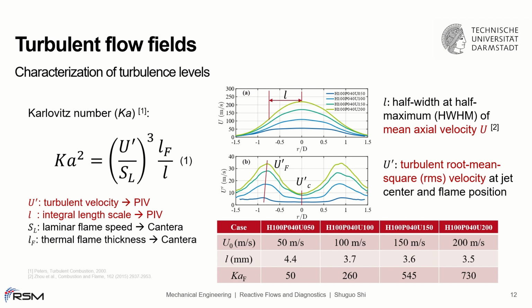The mean axial velocity U and the turbulent velocity U prime derived from the PIV results are shown in the middle. The integral length scale was estimated by the half width at half maximum of the mean axial velocity profile, according to a previous study, to give an estimated Karlovitz number range. The turbulent velocity at the jet center, denoted by U prime C, and the maximum turbulent velocity in the flame, denoted by U prime F, are used to calculate the Karlovitz numbers. As shown in the table, the maximum Karlovitz number for the measured flames with increasing jet velocities varies from 50 to 730.